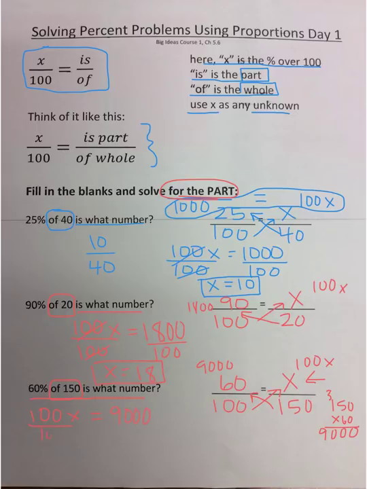Divide both sides by 100. X equals, you can cross off a 0 on top, a 0 on the bottom, a 0 on top, a 0 on the bottom. And when the bottom is 1, you're done, and that's 90.